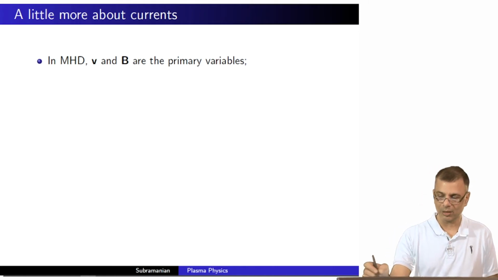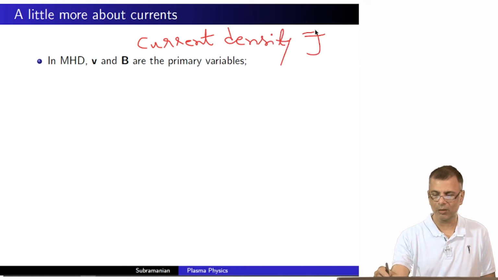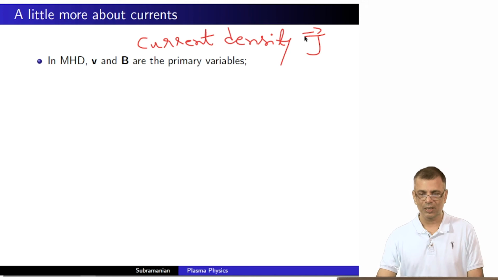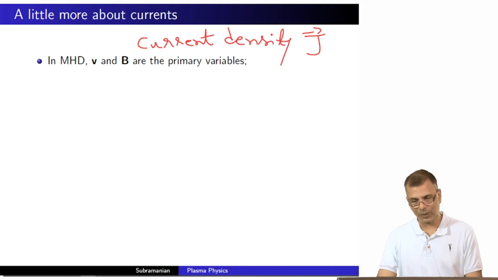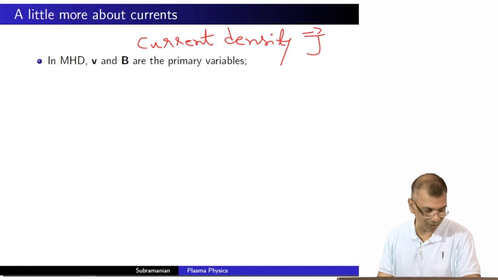Actually, I should say current density, because it's a bit of a strange thing. Our usual ideas about currents from electrical circuits don't quite apply here. So let's spend a little bit of time trying to understand what the status of currents is in MHD.